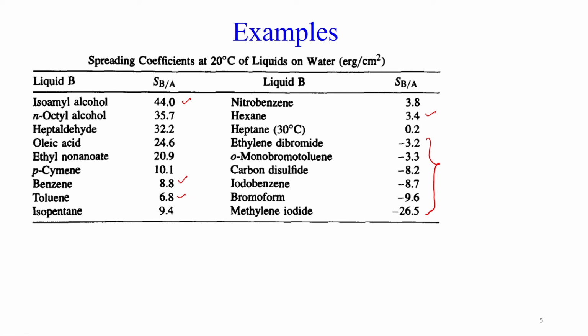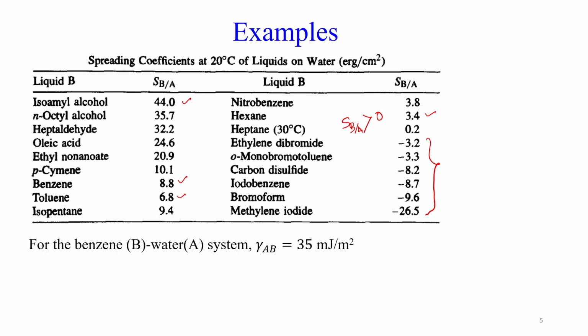So, what does it mean? A negative spreading coefficient means there will be no wetting. So, from hexane up to the higher alcohols, they will spread on the water, but for these, where you are getting a negative value, they will not. So, if you want to have spreading, the value of S B A should be greater than 0. If it is less than 0, there will be no spreading.